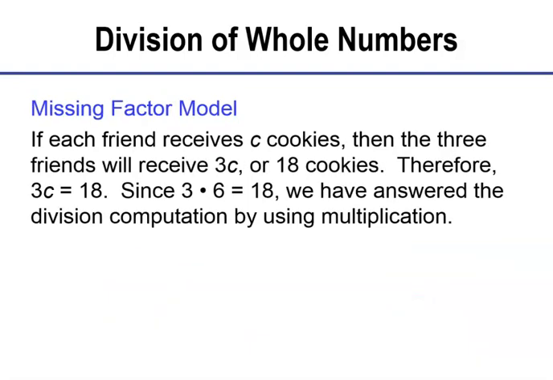Next, we have the missing factor model. So once again with the cookies, each friend receives C cookies. Then the friends will receive 3C or 18 cookies. Therefore, 3C equals 18. Since 3 times 6 is equal to 18, we have answered the division computation by using multiplication.